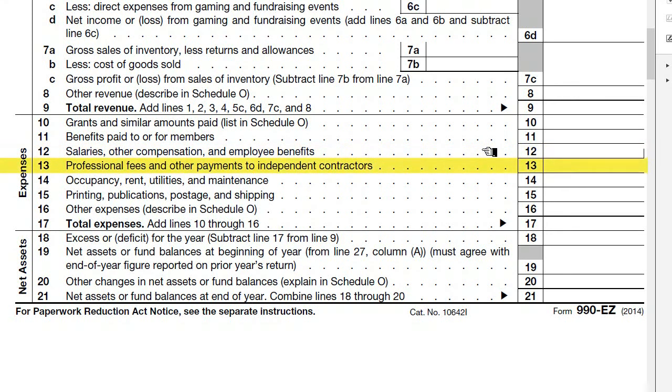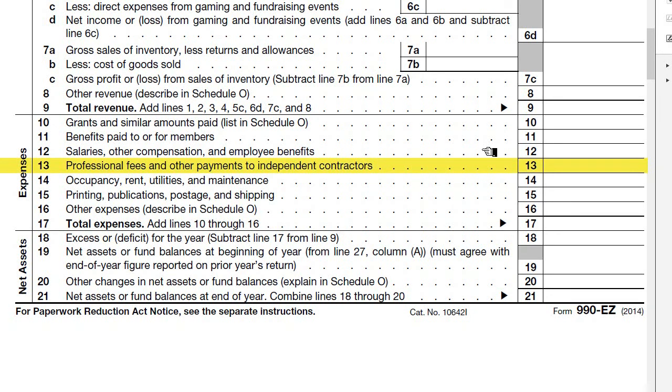Line 13, professional fees and other payments to independent contractors. So this is where, if you're paying a lawyer for providing legal services for your organization, for accounting, auditing, tax return preparation, investment advice, if you're paying a professional fundraiser or some sort of a consultant, that would go on line 13. And these types of payments generally also would be reported at the end of the year on a Form 1099 miscellaneous, subject to those rules.